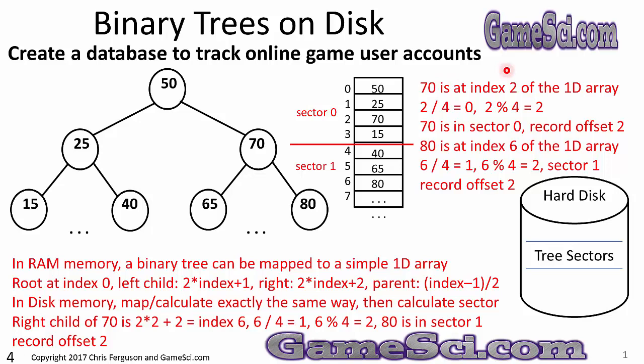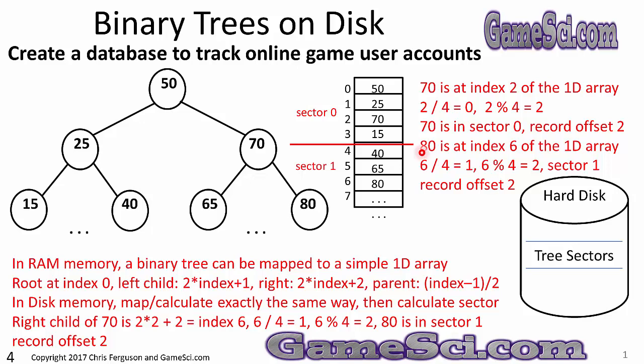70 is at index 2 of the 1D array. Where would 70 be located on the disk drive? 2 divided by 4 says 70 should be in sector 0, and 70 is in sector 0. 2 modulus 4 equals 2, so 70 is 2 records down from the top of the sector. Record offset 2 within sector 0.